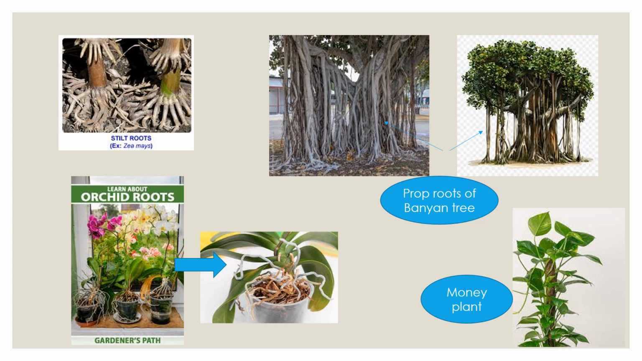Okay, here on your left hand you can see the stilt roots in sugarcane and also in maize. We can see the stilt roots. They develop from the base of the stem of the plant and grow obliquely.